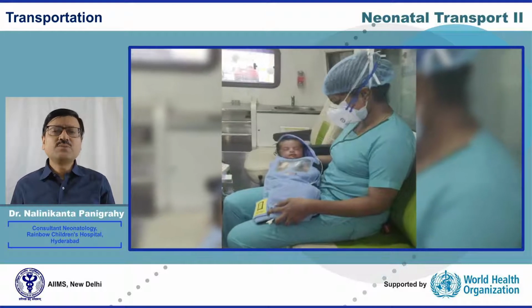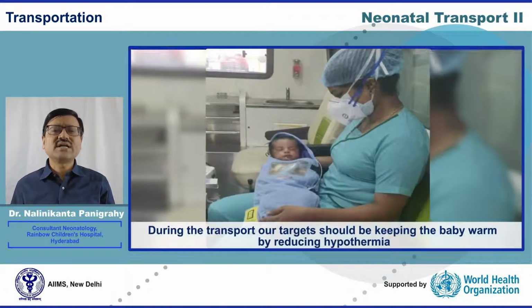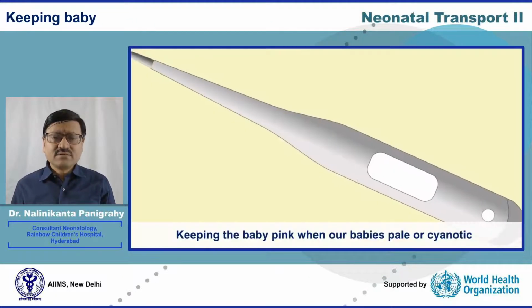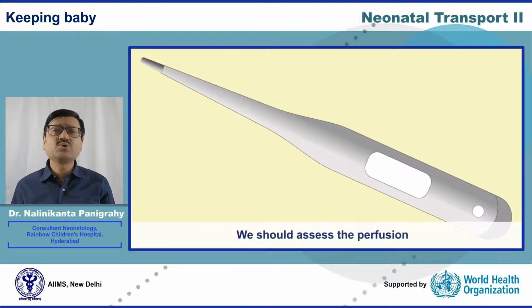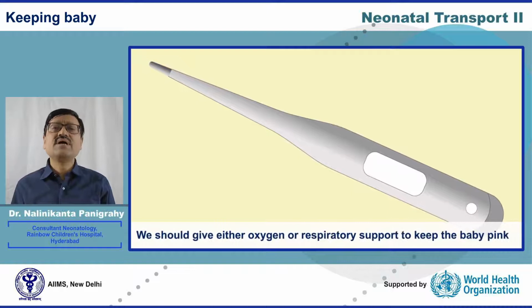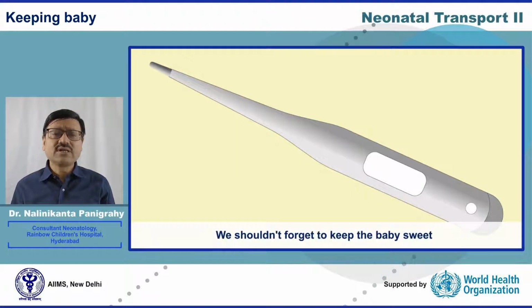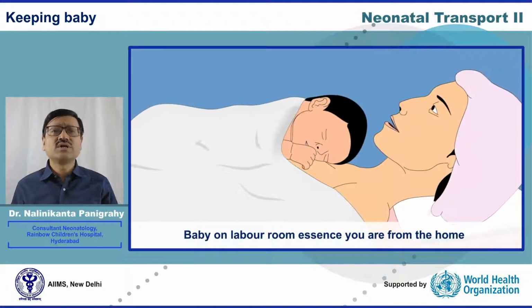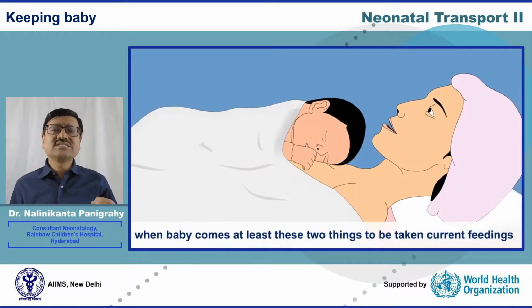During the transport proper, our target should be keeping the baby warm by preventing hypothermia, keeping the baby pink. Whenever the baby is pale or cyanotic, we should assess the perfusion. We should assess the oxygenation of the baby. We should give either oxygen or respiratory support to keep the baby pink. And we should not forget to keep the baby sweet. So whenever a baby comes from the labor room, SNCU, or from home, at least these two things should be taken care of. Feedings we should not forget.